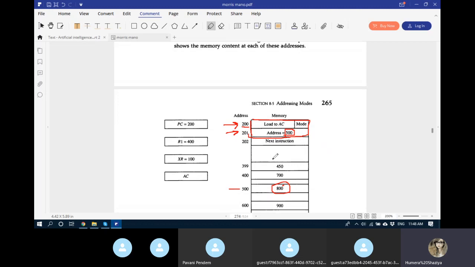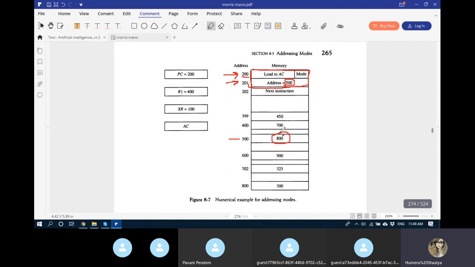Next, if I say it is indirect, then what happens? You go to 500 and you consider this to be an address, not the operand. In direct, this is considered as the operand, whereas in indirect, this is considered to be another address. So you go to this address and this will be treated as the operand because it is indirect address.